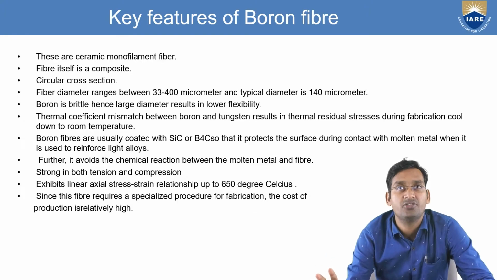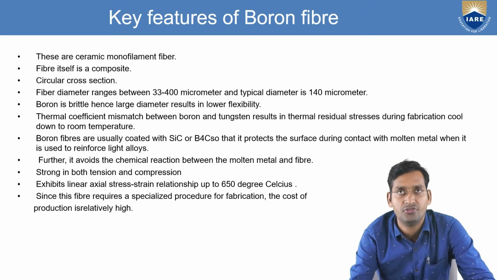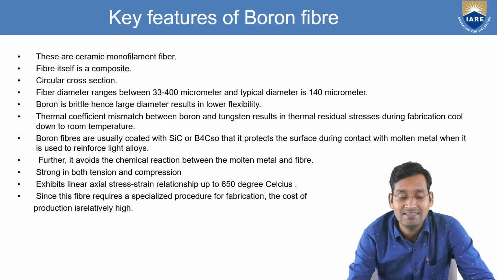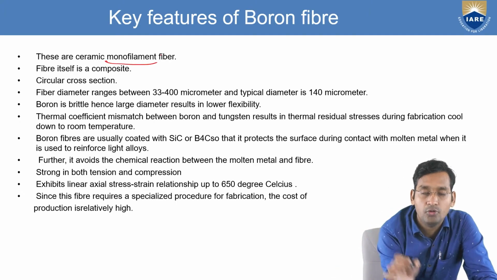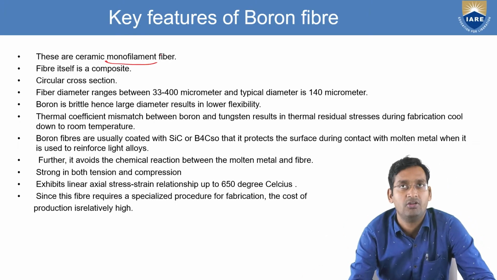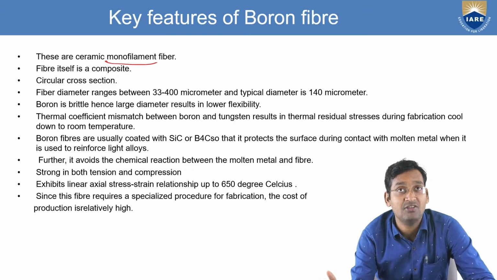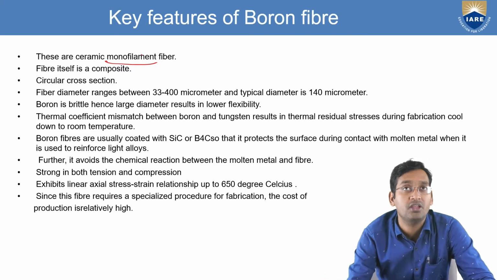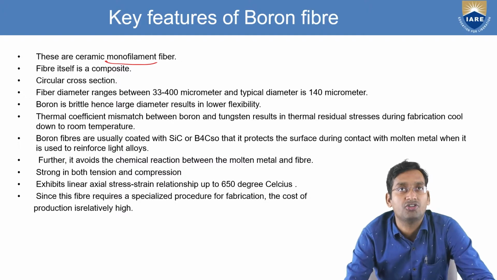Now, key features of boron fiber. So what are the features of boron fiber that we will see? The first one is that these are ceramic monofilament fibers. Monofilament means only one filament fiber is produced. The fiber itself is also a composite. It has a circular cross section, so the monofilament produced is of circular cross section.